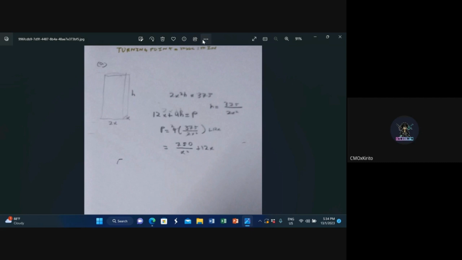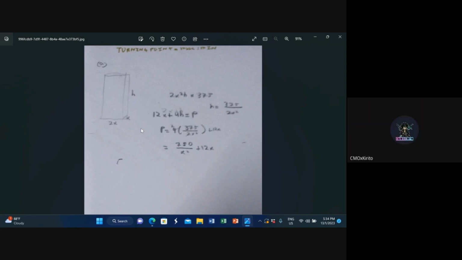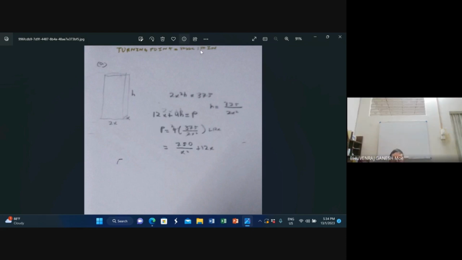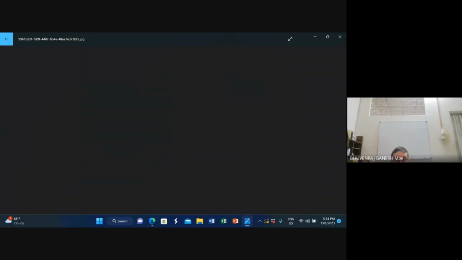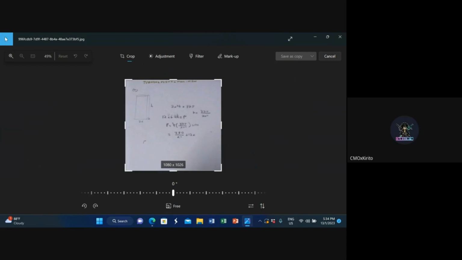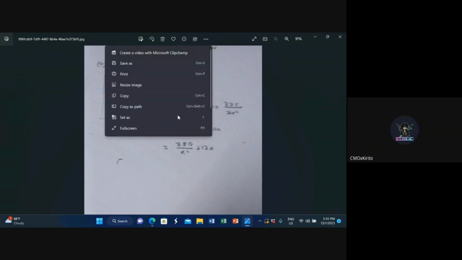12x plus 4h. I got that and then I got stuck. So your h is what? Then from here you have to substitute this one inside here. h is 375 over 2x squared. So it means I'm just incomplete, I'm on the right track. P is 12x times 4h.